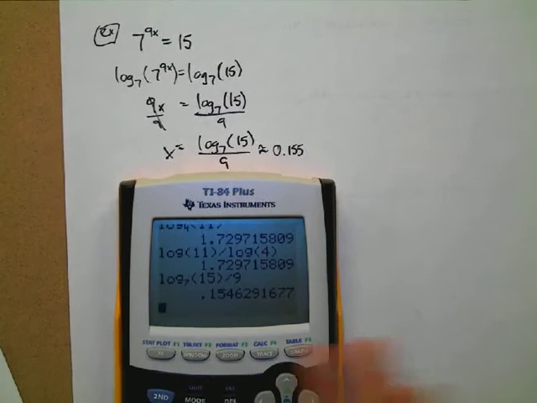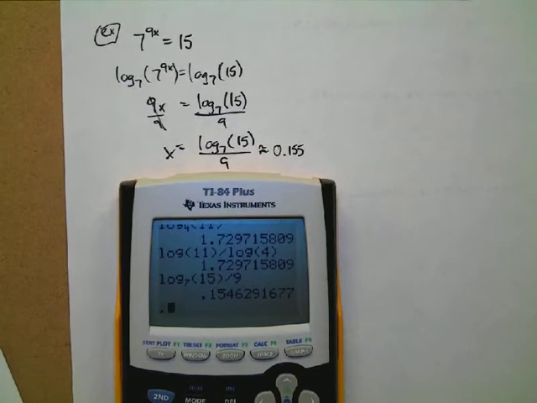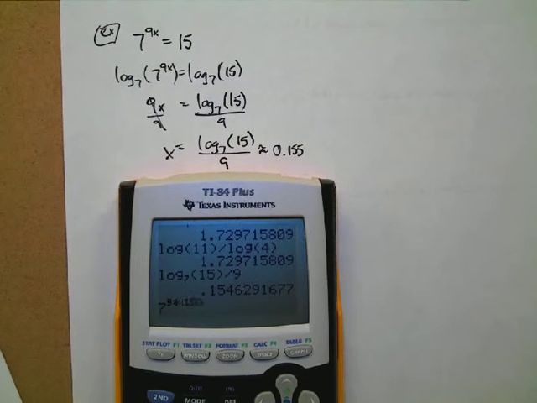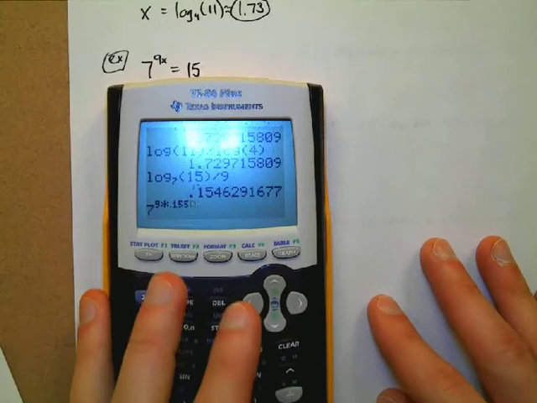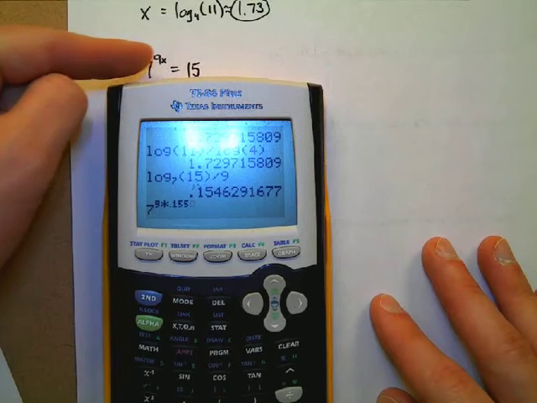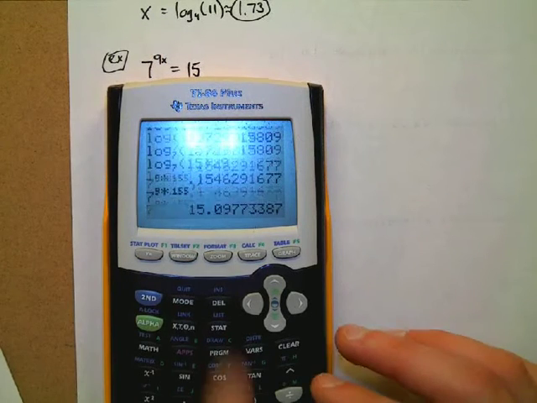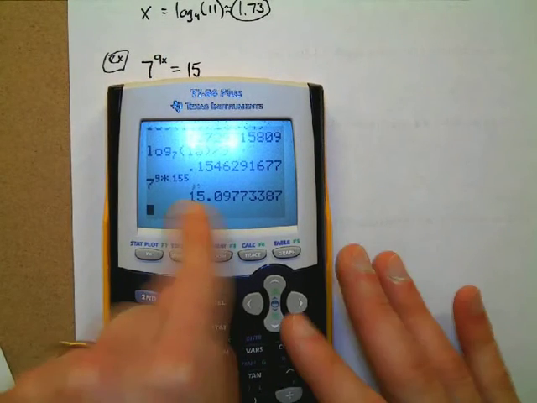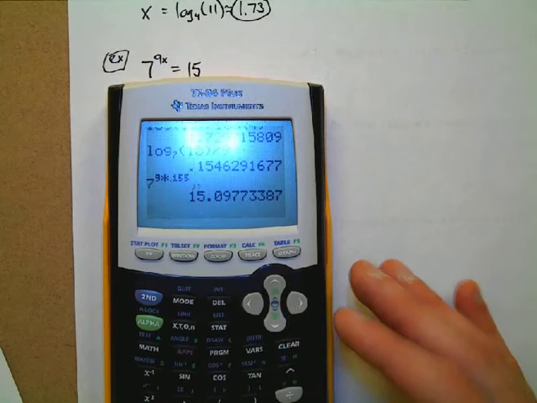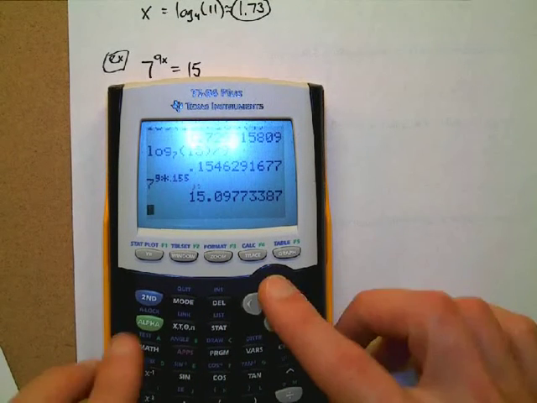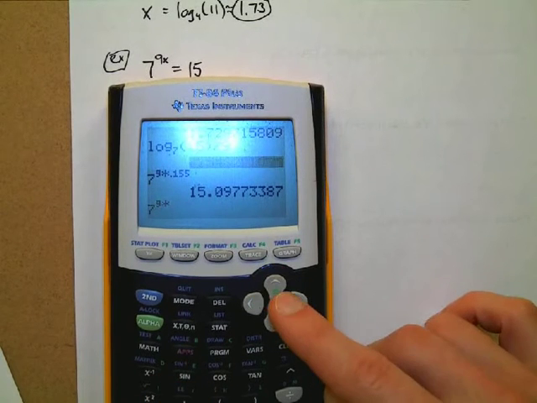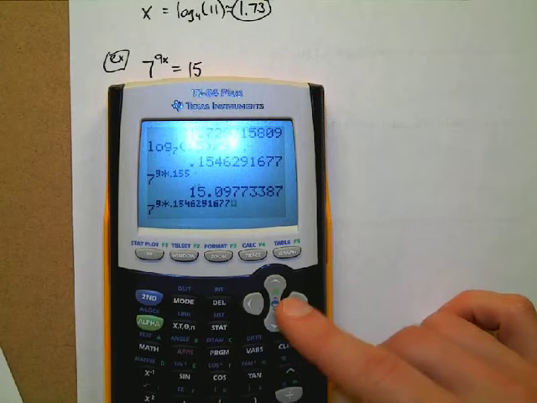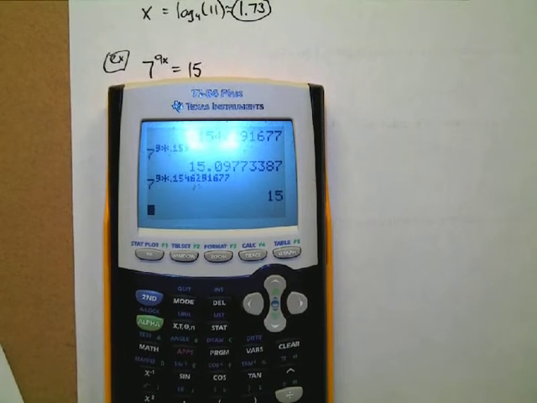Which if you want to check it, you can, right? So if I take 0.155, if I do 7 to the 9 times 0.155, I'm checking it, I'm plugging it back in here for x up there. And we get about 15. Okay, you can see we don't get exactly 15 because I rounded my x value when I plugged it in. Okay, if I were to take this exact value and put it in there, then I would get exactly 15.